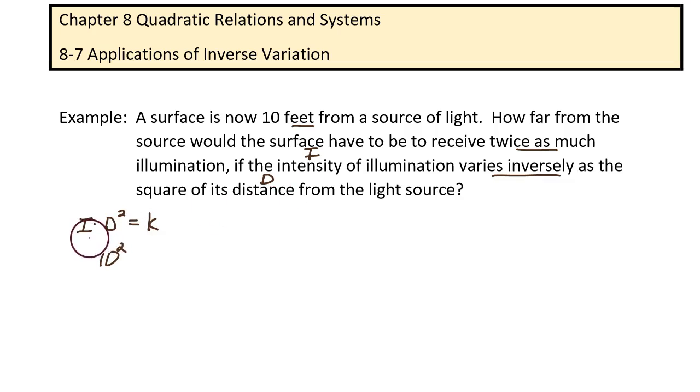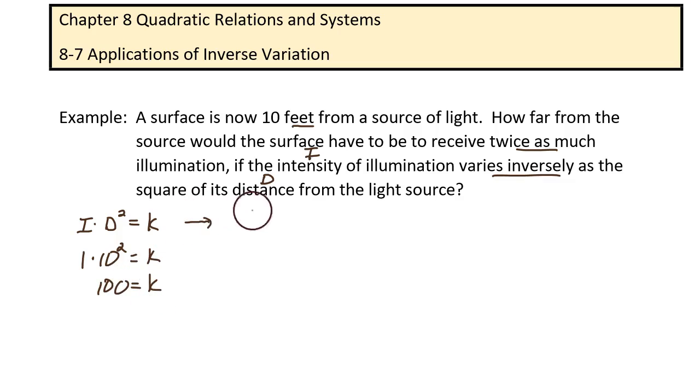We now need a value to fill in for I. But nowhere in the problem does it give us a specific amount of illumination. But what is mentioned is we want to know about when there's twice as much illumination. So it doesn't matter what number we use for I. We're just going to pick something, and then later we'll use a number that is twice as much. So for I, I'm going to choose 1 because that's a really easy number to do math with. And that is equal to K. Solving this out, we get 100 is equal to K.